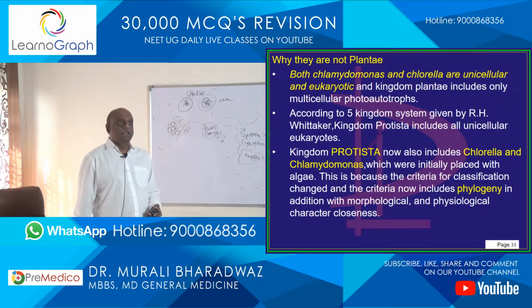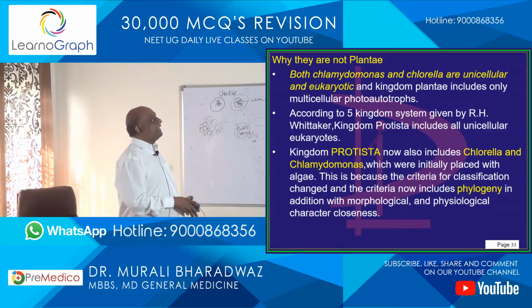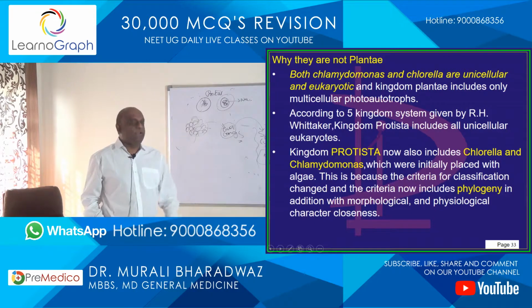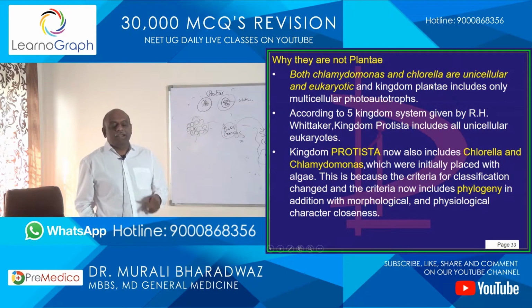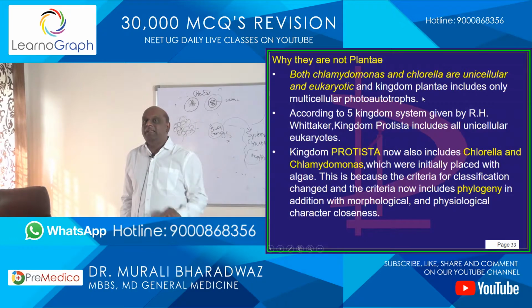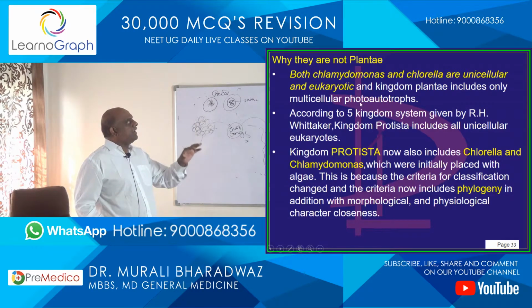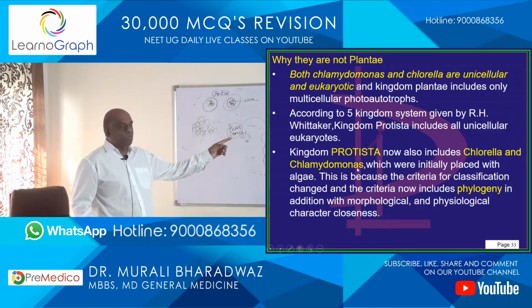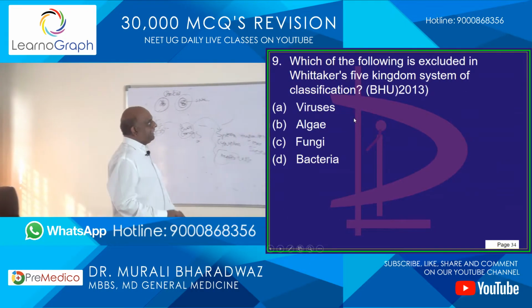Then if there is chlorophyll and photosynthesis is happening, why did you not keep them in Plantae? This is a very, very important question. Because both of them are unicellular. They are not multicellular. And they both are eukaryotic. And if you look at the kingdom Plantae, what did we study? In the kingdom Plantae, only the organisms which are multicellular and photoautotrophic can enter into Plantae. Therefore Chlamydomonas and Chlorella both were placed in Protista instead of putting them in Plantae, is what you should ultimately remember.